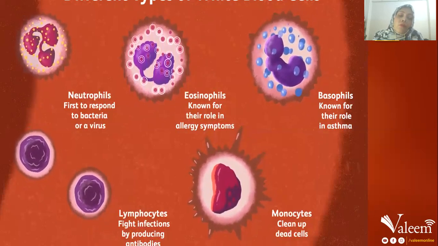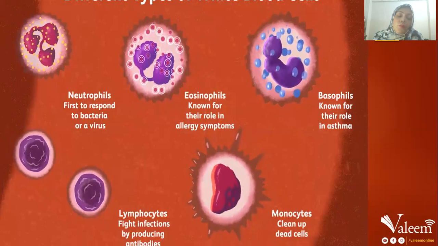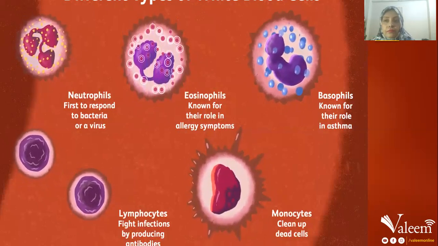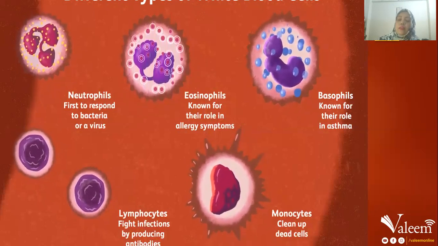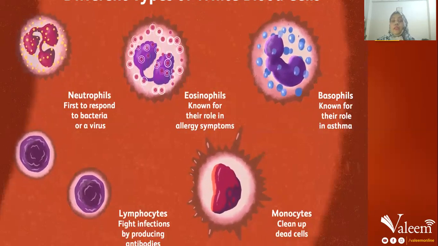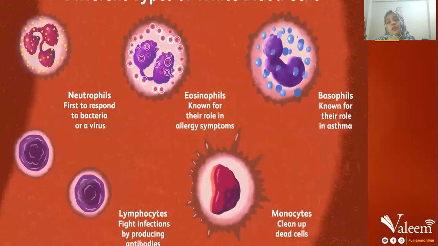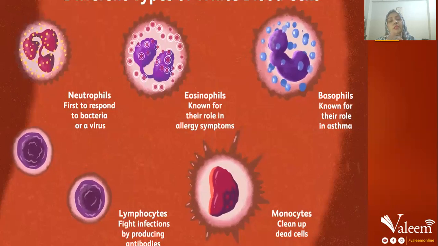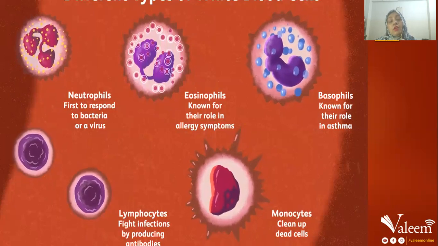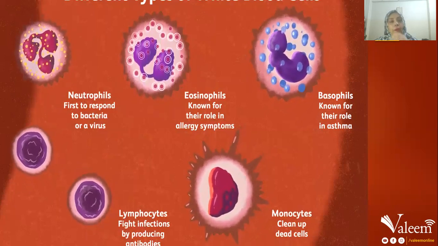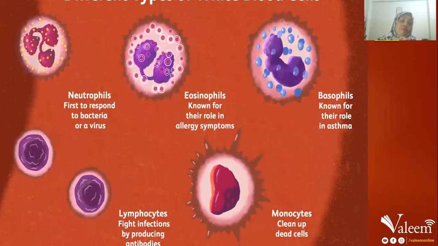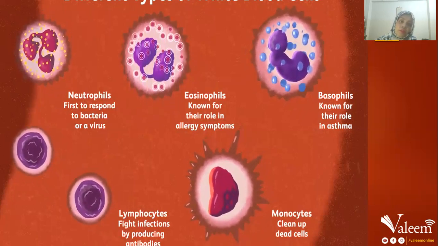Now the fifth one is the monocyte. What is a monocyte? Monocytes help us to clean the dead cells. Monocytes are also a type of white cell, and they clean up the dead cells. During any kind of infection, when our white cells are busy killing the bacteria, sometimes they die. These dead cells are then cleaned up by monocytes.